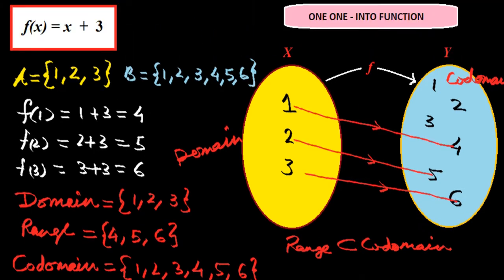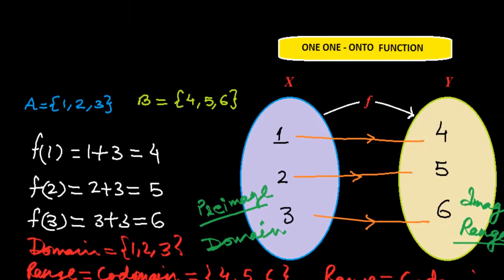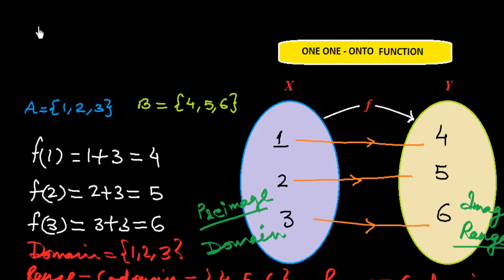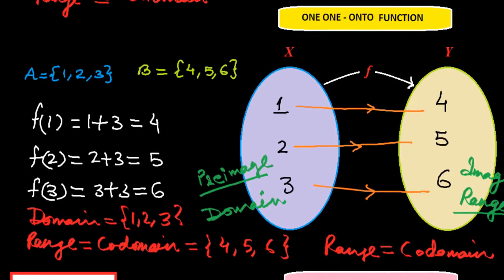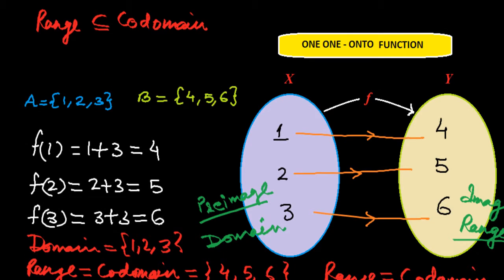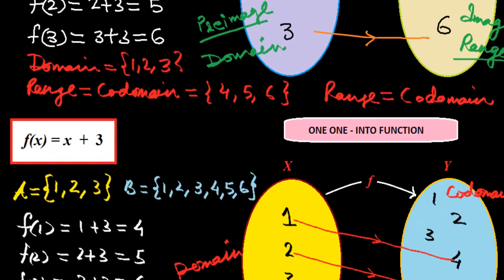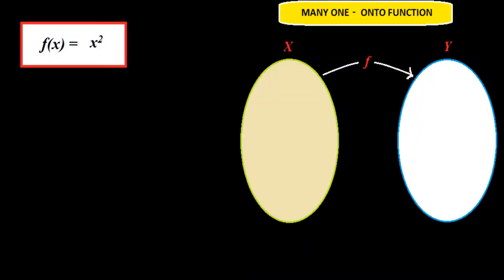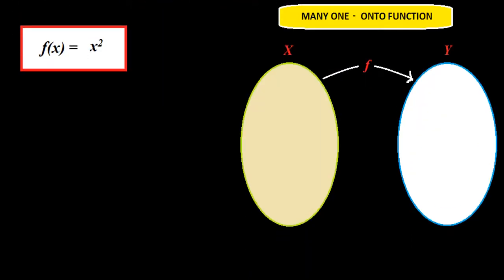So finally we get the relation between range and codomain: range is subset or equal to codomain. If it is equal, then it is onto function. If it is subset, then it is into function. So in this way, we have got the two types of functions we have seen here: 1-1 onto and 1-1 into. Now I would like to explain you about the many one onto function.